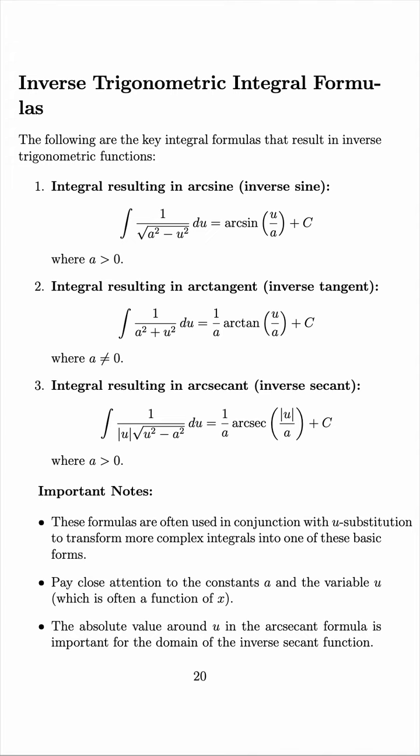Couple things to note, these formulas are oftentimes used with u substitution, so they can look more complicated. Next, pay close attention to a and u, and remember, of course, to take the square root of a squared on the left side prior to plugging it in on the right side. And then just one quick note to pay attention to the absolute value of u when you're doing the arcsecant formula.